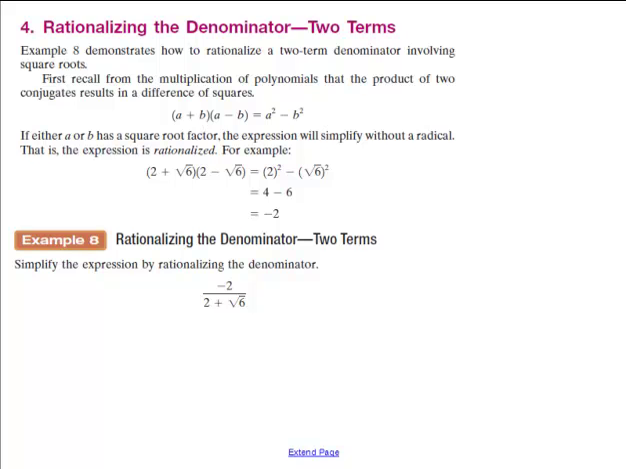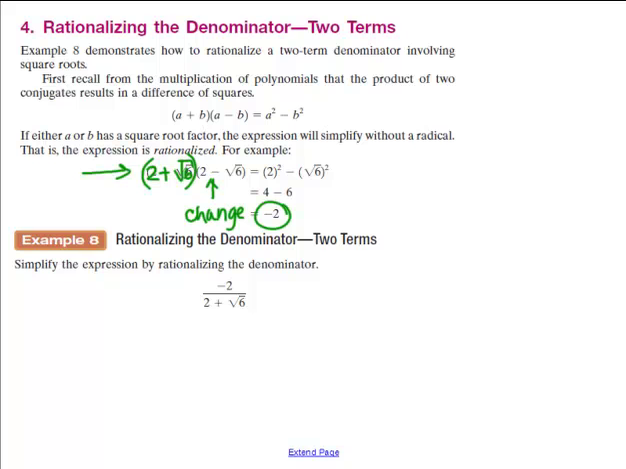So up here, we're going to take a look at our denominator. It is 2 plus the square root of 6. So if I want that to disappear, I'm going to find the conjugate of it, which is 2 minus the square root of 6. You change the sign. And then when we FOIL these things out, we're going to end up with a nice, pretty negative 2. No more square roots in the denominator. So let's do this problem start to finish.